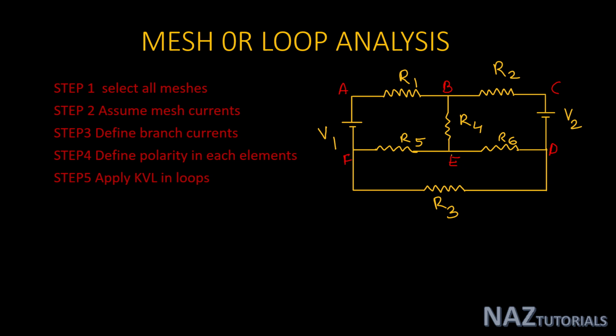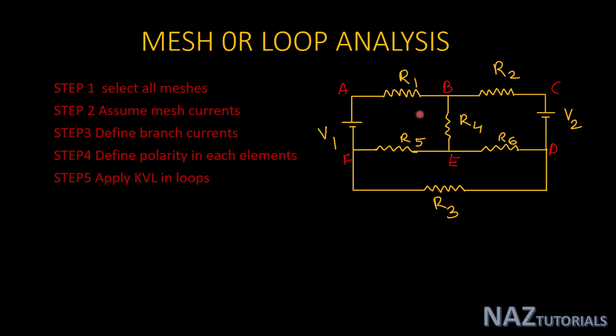If you see the circuit, there are many closed paths, which are A, B, E, F, A; B, C, D, E, B; and F, E, D, F. These are the individual closed paths that do not contain any other closed path or any other loop inside it. So the path or loop that does not contain any other loop inside it is known as a mesh. Now in this circuit there are three meshes.